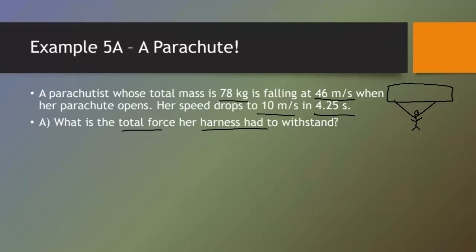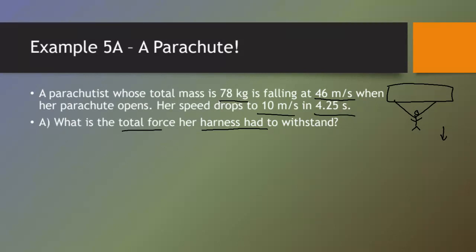When that parachute opens, the person is falling at 46 meters per second, moving downward. It's going to slow down, so the acceleration is going to cause it to decelerate. But when it slows down, the parachute not only has to hold the person from falling, it has to pull the person up so that it can slow down. So the weight of the person and the tension in the parachute are going to be in the same direction.